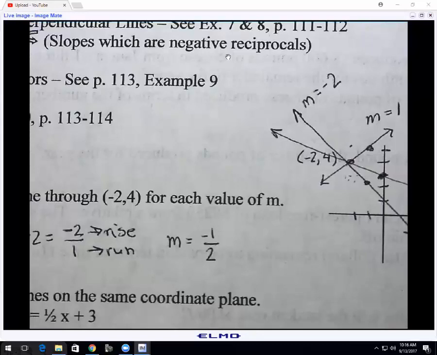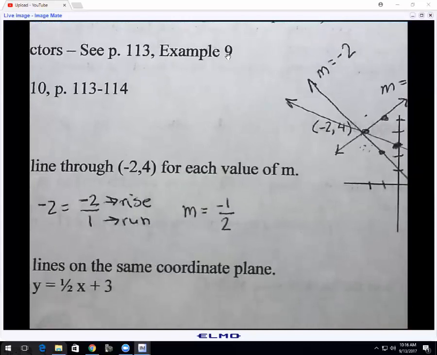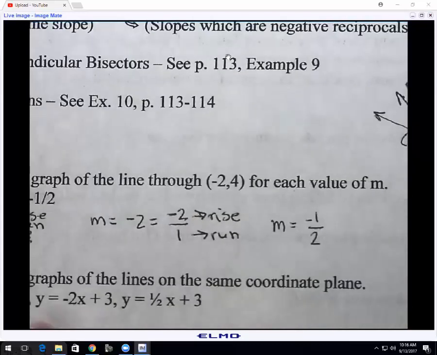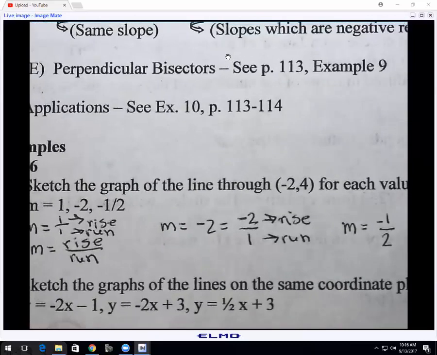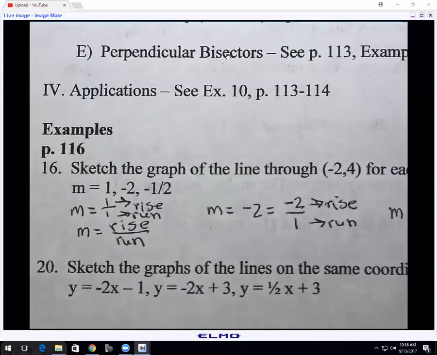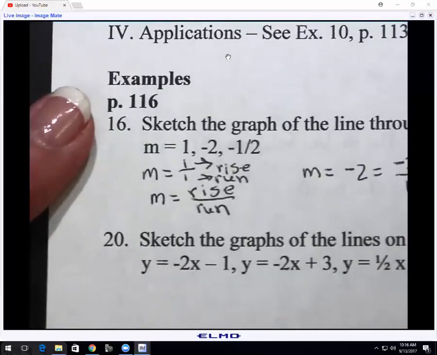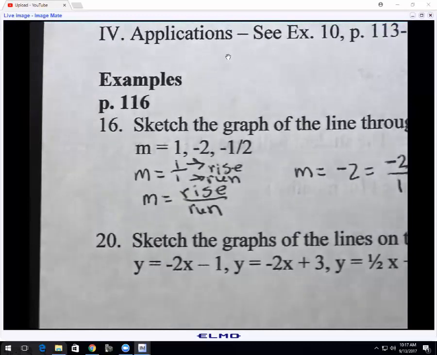Number 20 actually, sketch the graph of the line on the same coordinate plane. This, y equals -2x minus 1, is in slope-intercept form. The y is by itself, so it's in slope-intercept form. Ms. Haley, what is the slope of that first line?